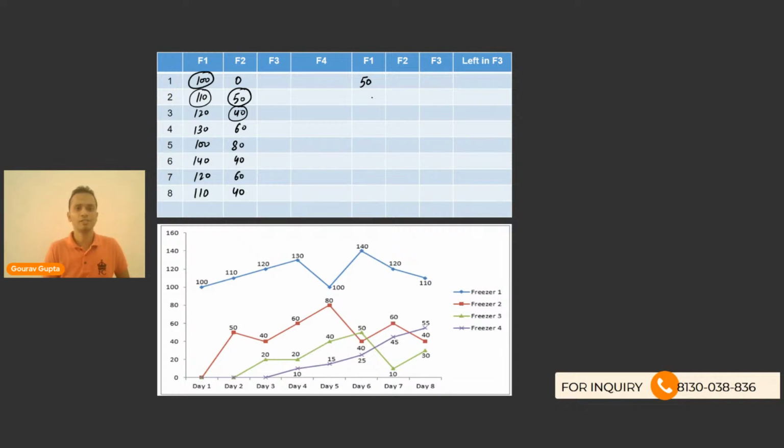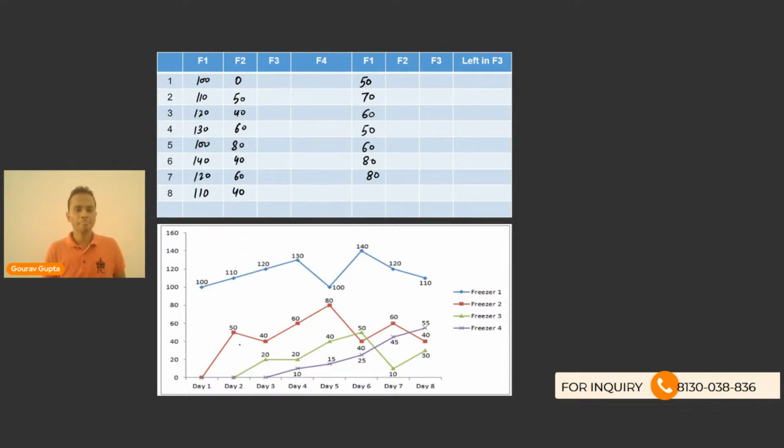The difference of the two. So 70 tubs are sold from freezer 1, then 120 minus 60, 60 tubs are sold, 130 minus 80, 50 tubs are sold, 100 minus 40, 60, 140 minus 60, 80, 210 minus 40, 80. So these are the number of tubs which are sold on each day from freezer 1. Okay, done? Clear? Now let's move on and write the number of tubs in freezer 3 on every day.